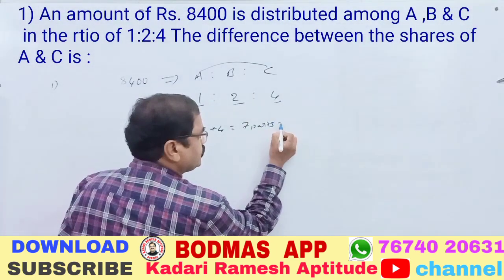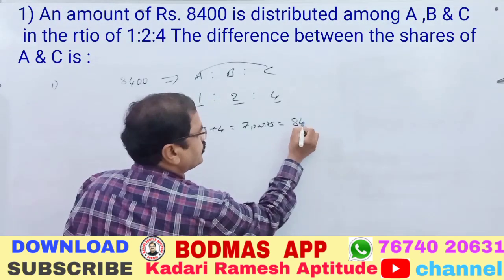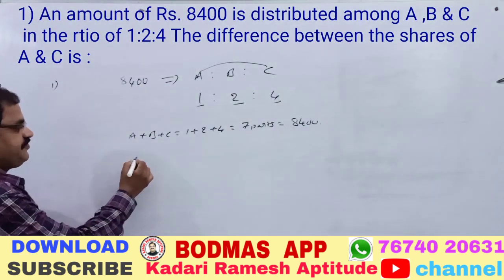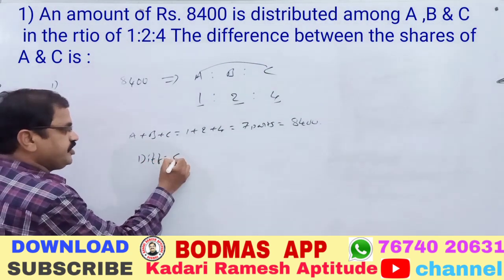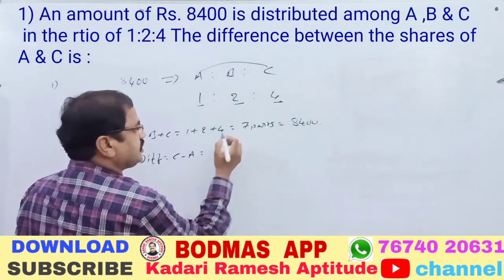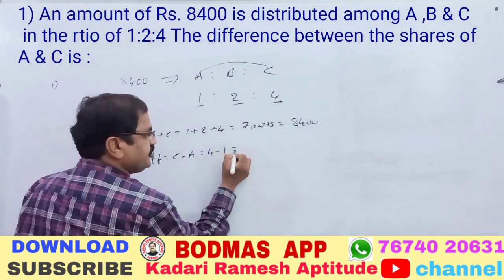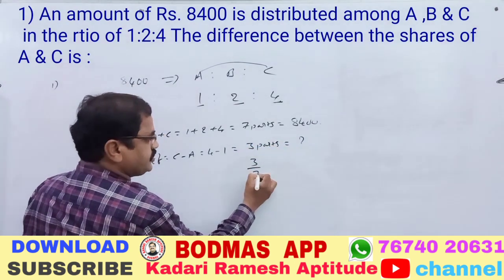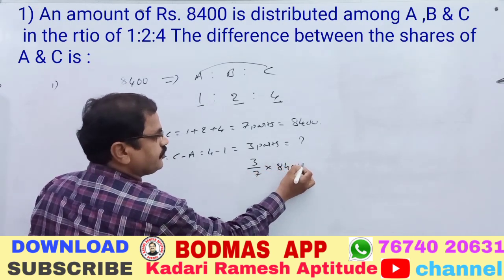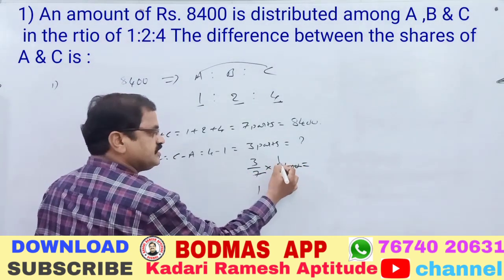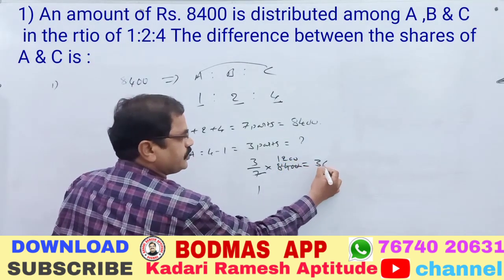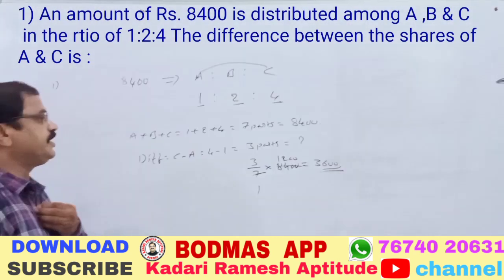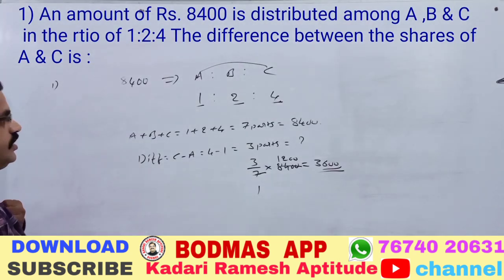This 7 parts is equal to rupees how much? 8,400. The 8,400 is A plus B plus C. Now the difference asked is C minus A. C has how many parts? 4. A has how many parts? 1. So the difference is 3 parts. How much? Therefore 3 by 7 into 8,400. 7 ones are 7, 7 twos are 14, which is equal to 3,600. Nothing but the difference between A and C is 3,600. 3,600 is the difference of A and C.